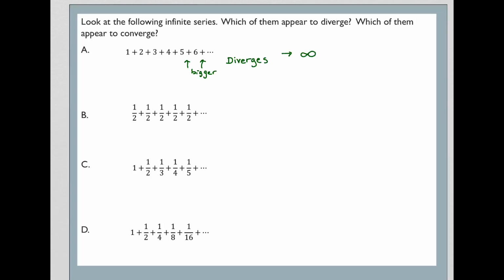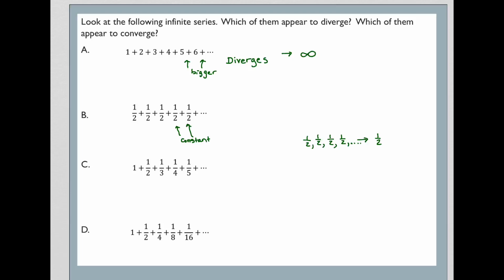Now, what about that second series? 1/2 plus 1/2 plus 1/2 plus 1/2 plus 1/2 plus... Our terms in the series are not getting bigger. In fact, it's always constant, right? So we keep adding a constant number as we go on. The sequence 1/2, 1/2, 1/2, 1/2 converges to the value 1/2.